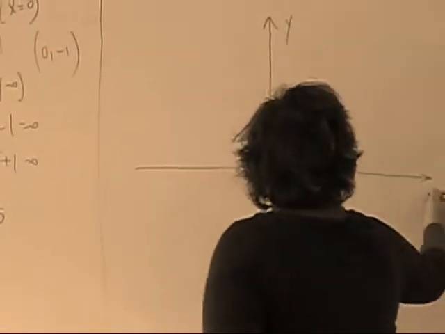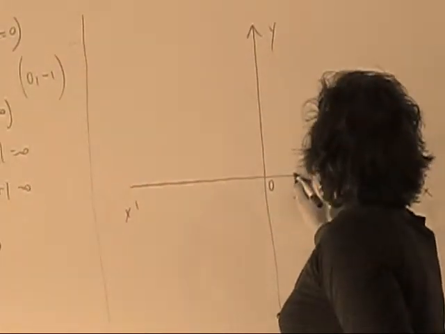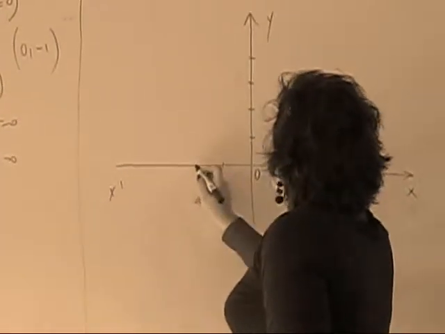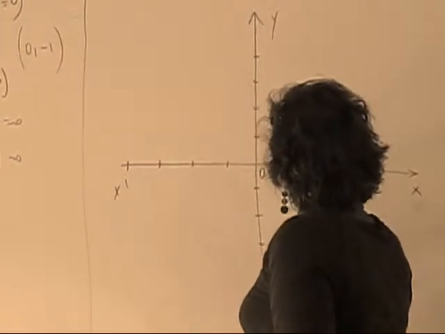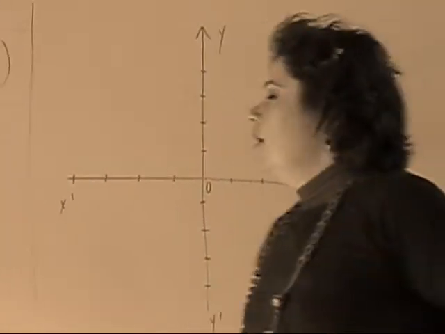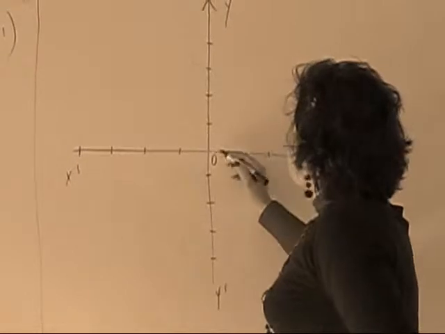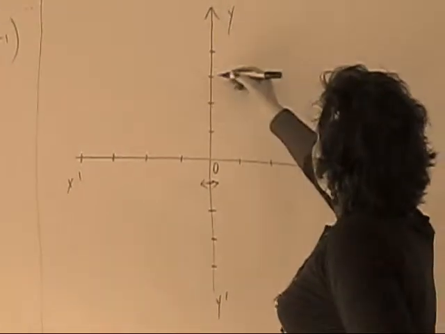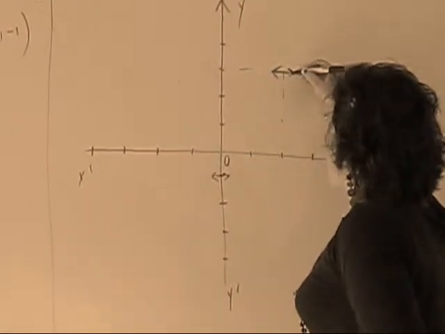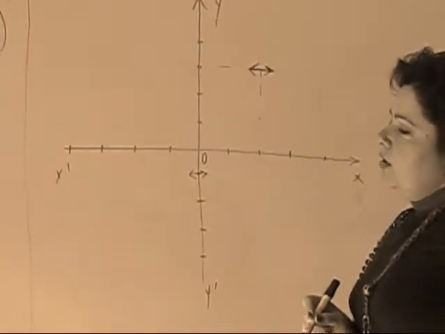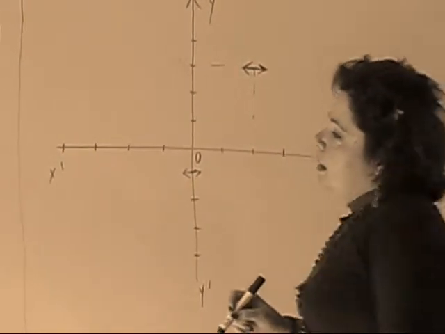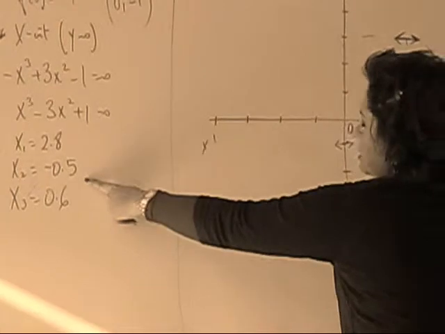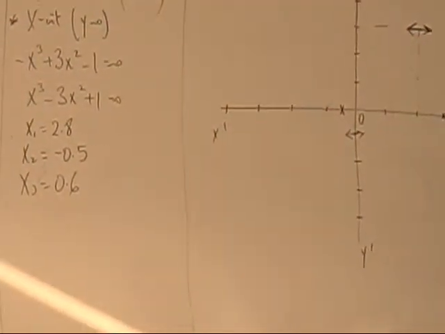This is y, this is y prime, x prime, and this is 0. So we go 1, 2, 3, 4. Our first, we start with the minimum and maximum. It's 0, minus 1. Then you have 2, 3. 2.8 and minus 0.5 are the intercepts. You assign them like that. Then you have 0, minus 1, which is here. And 2.8, this is 2, this is 0.8, you cross it. This is minus 0.5, and this is 0.6.